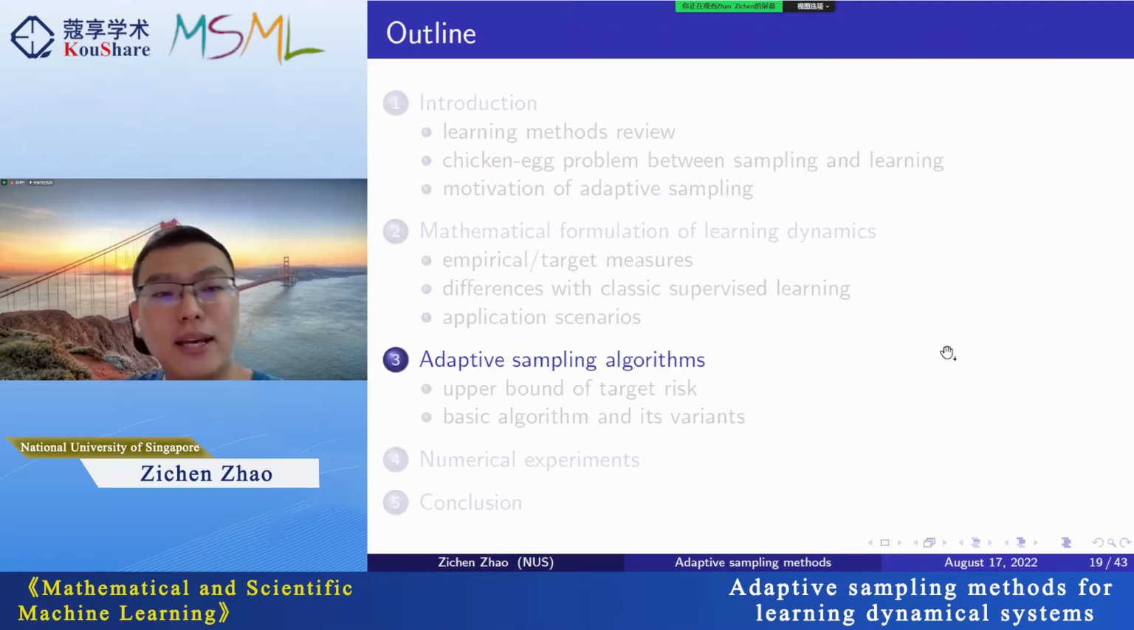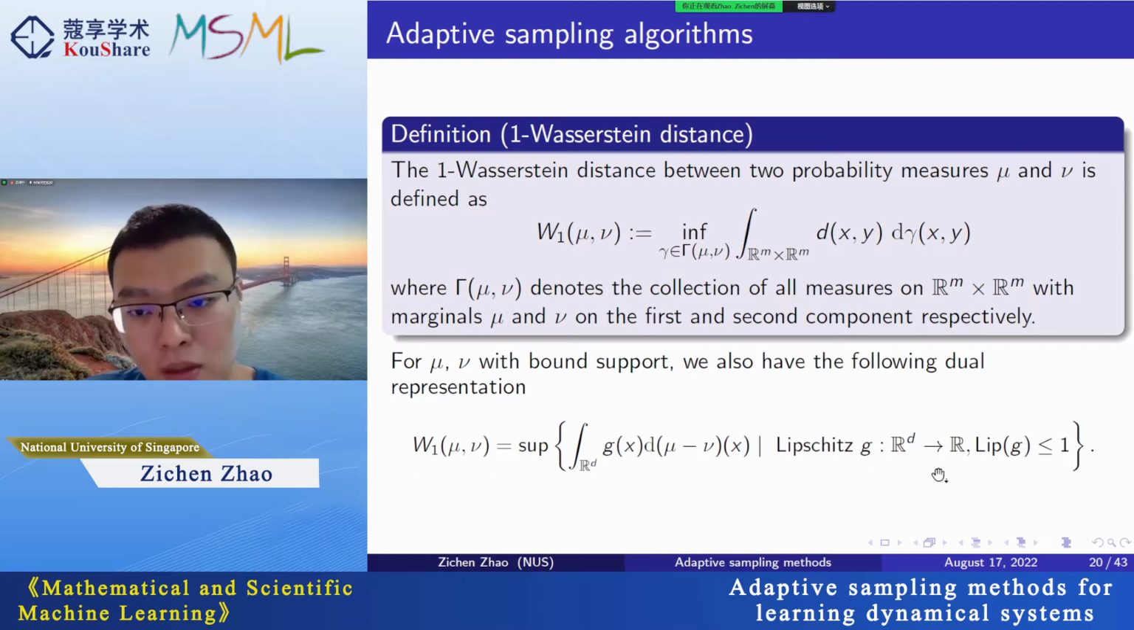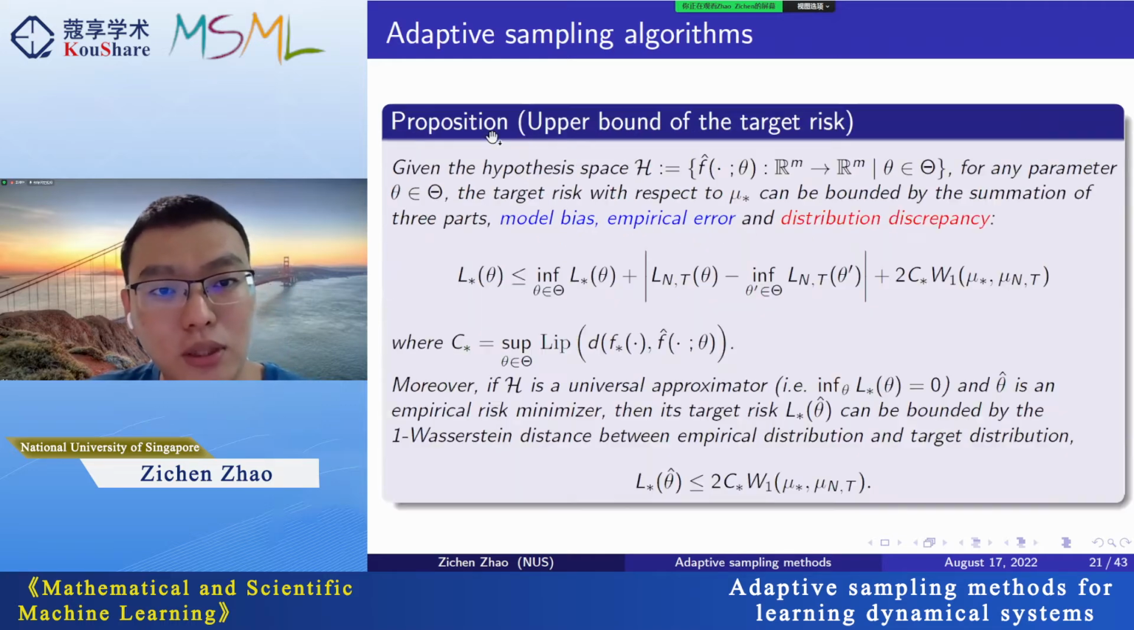So first we give the Wasserstein distance definition between two probability measures. And we have the following dual representation. In the next slide, we have the main proposition of our work.